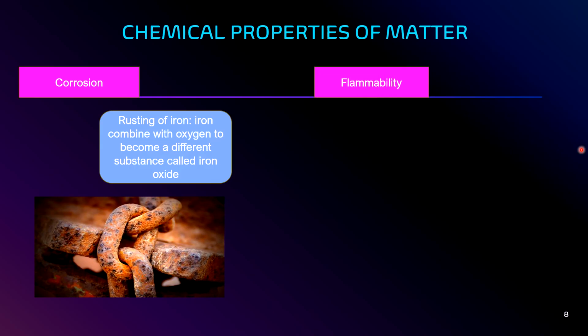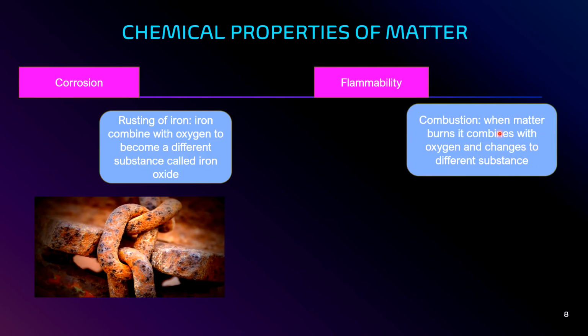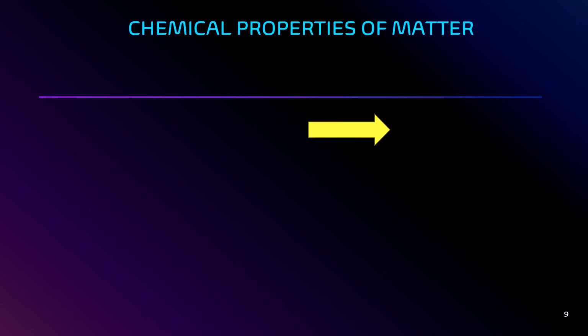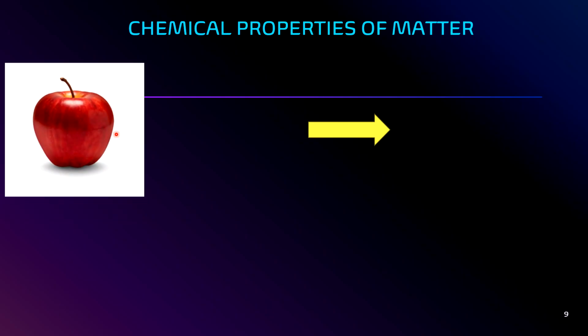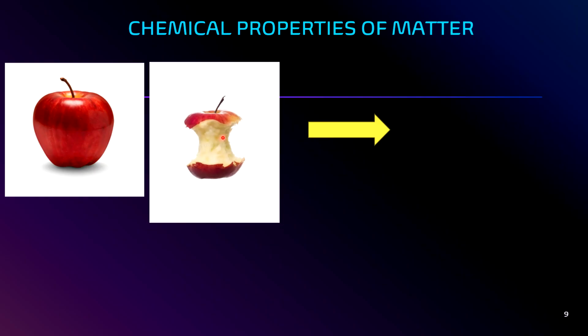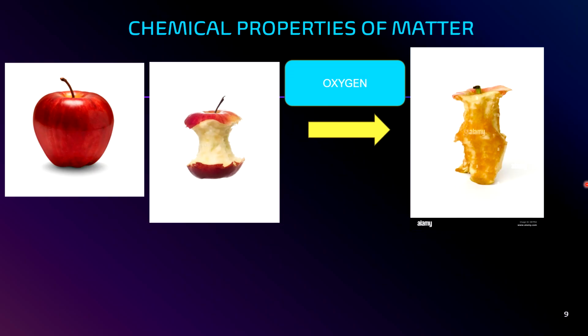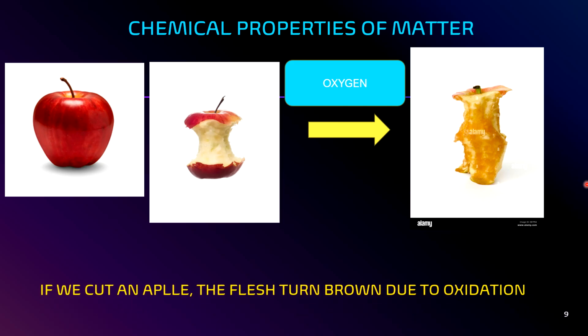The second is flammability, which is combustion. When the matter burns, it combines with the oxygen and changes to a different substance. So we can see how the combustion happens and then the oxygen kicks in and it changes to a different substance. As you can see, when the apple is cut and the oxygen kicks in, the flesh turns brown due to oxidation.